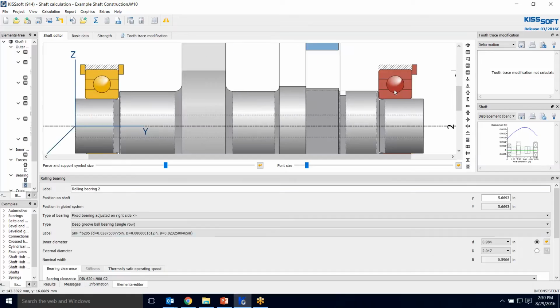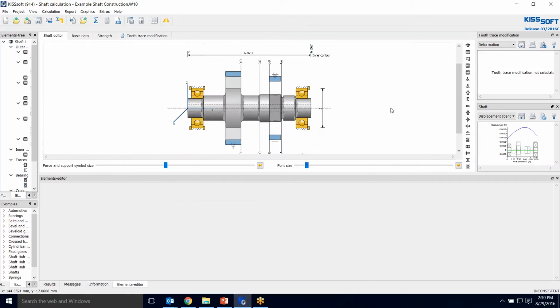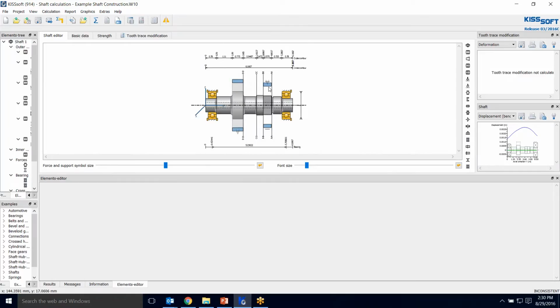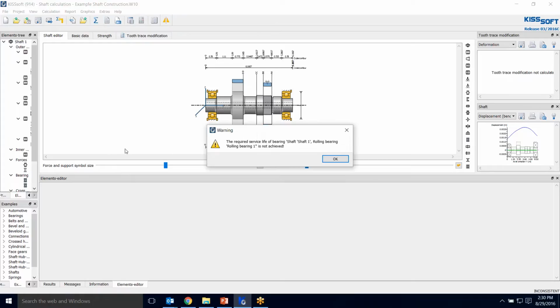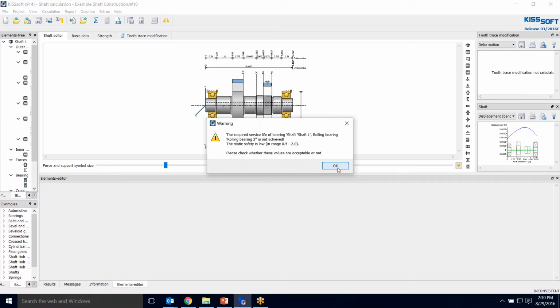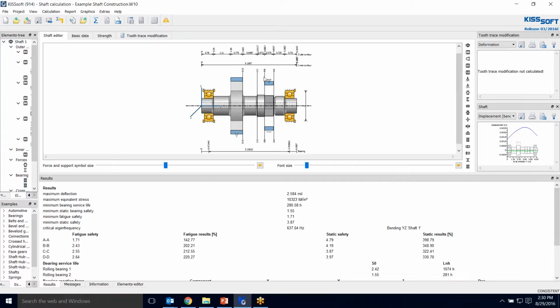In this case, we've already entered our gear loads, our chain loads. We've already entered our bearings and our speeds and that sort of thing, and we hit calculate. And we have also entered in our cross sections.